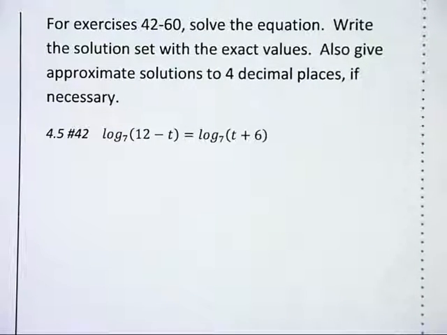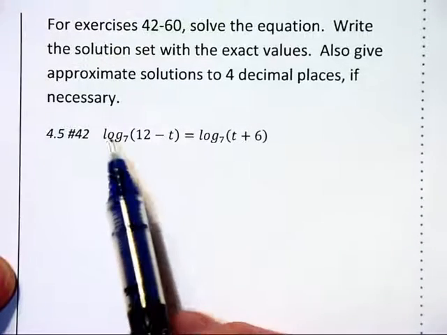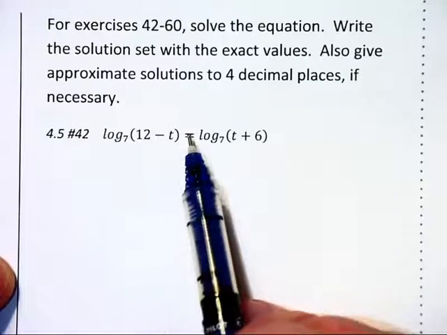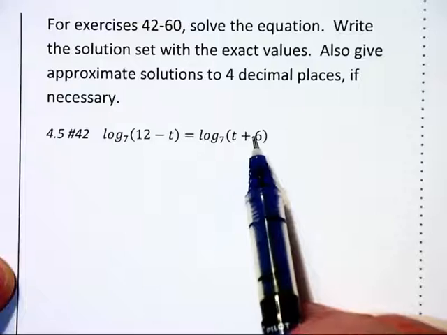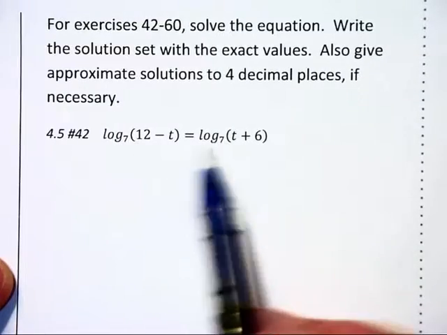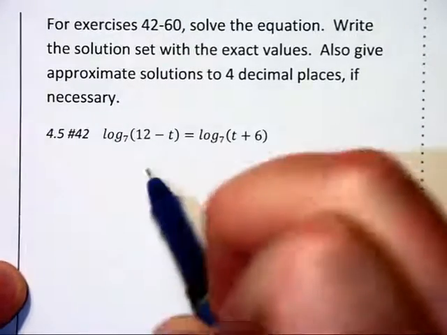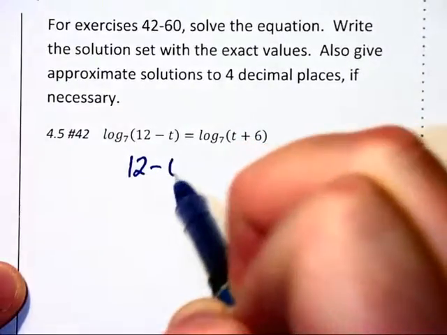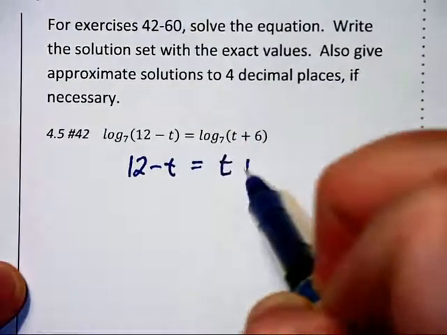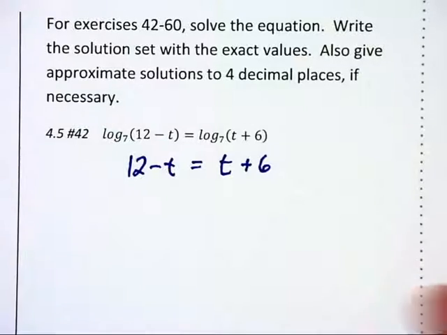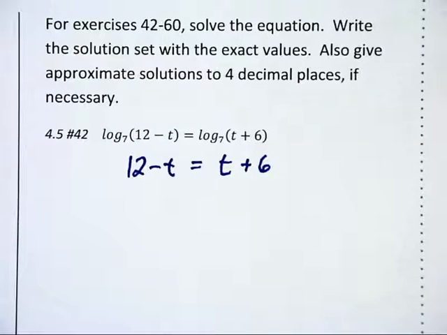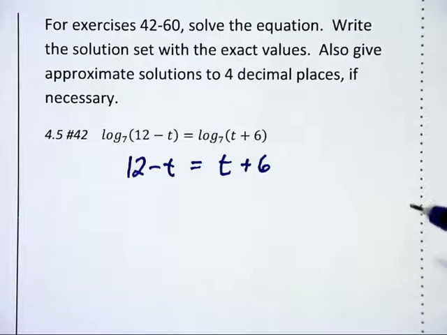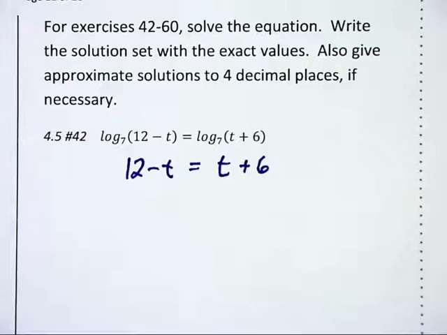Now we change from exponential to logarithmic equations. Notice how we have log base 7 of something equals log base 7 of another something. If we unlog or anti-log each side, we basically get 12 minus t is equal to t plus 6. Technically we went 7 to the left side equals 7 to the right side and used one of our properties of logs, but if you just want to say, hey, we're setting the arguments equal to each other, that's perfectly fine. Now let's solve for t.